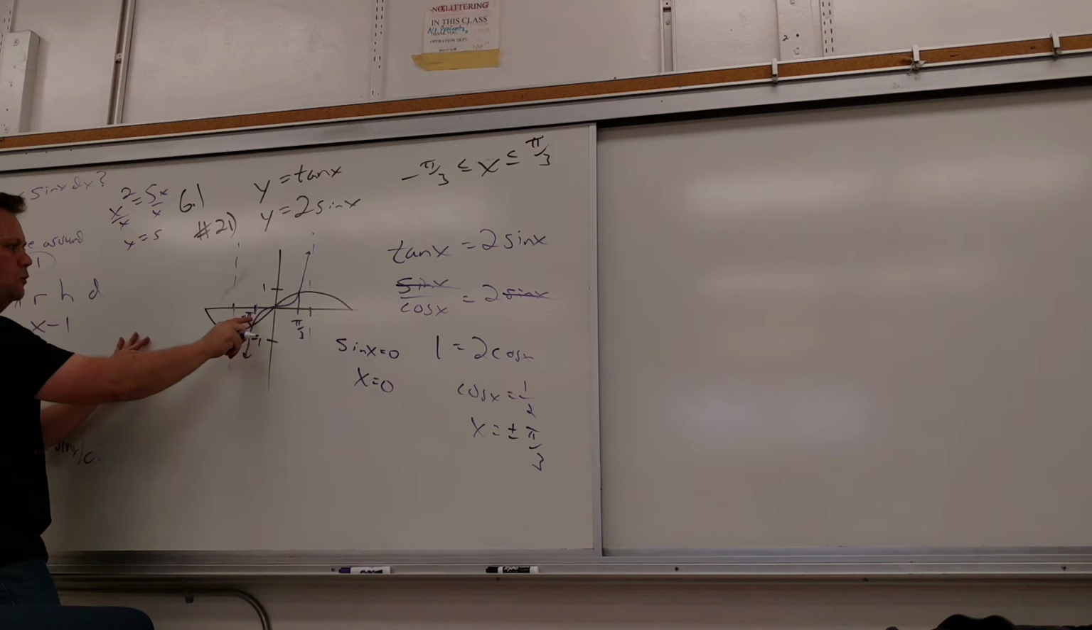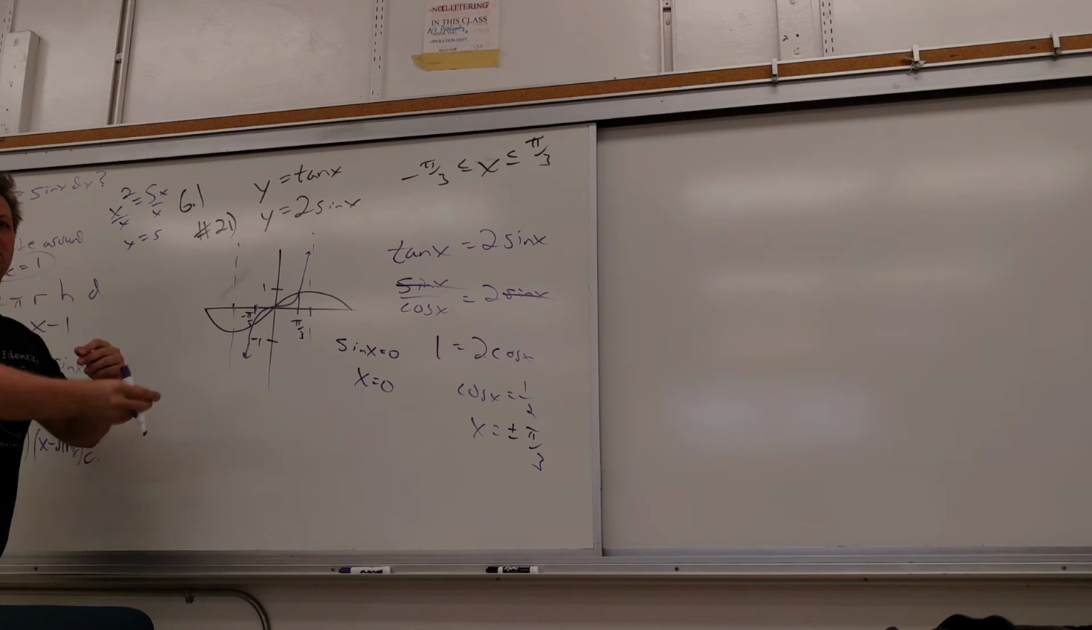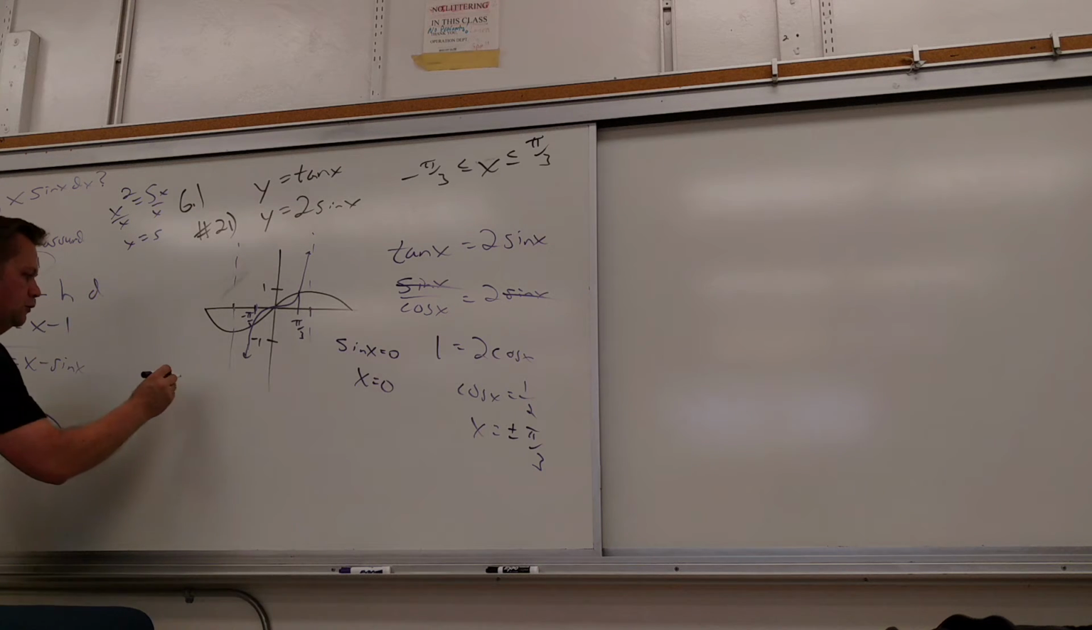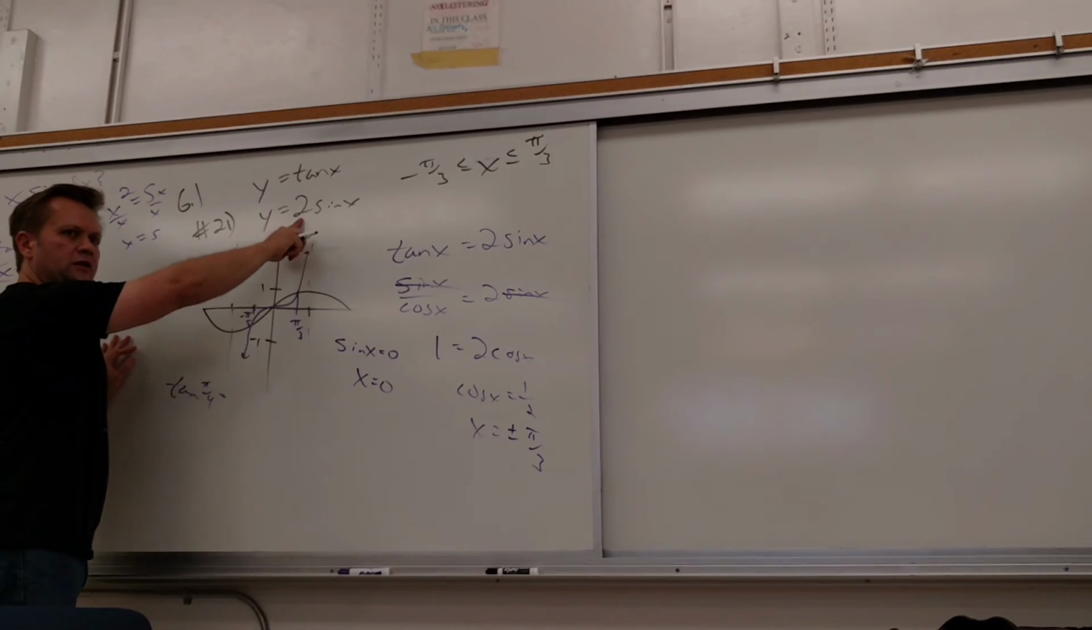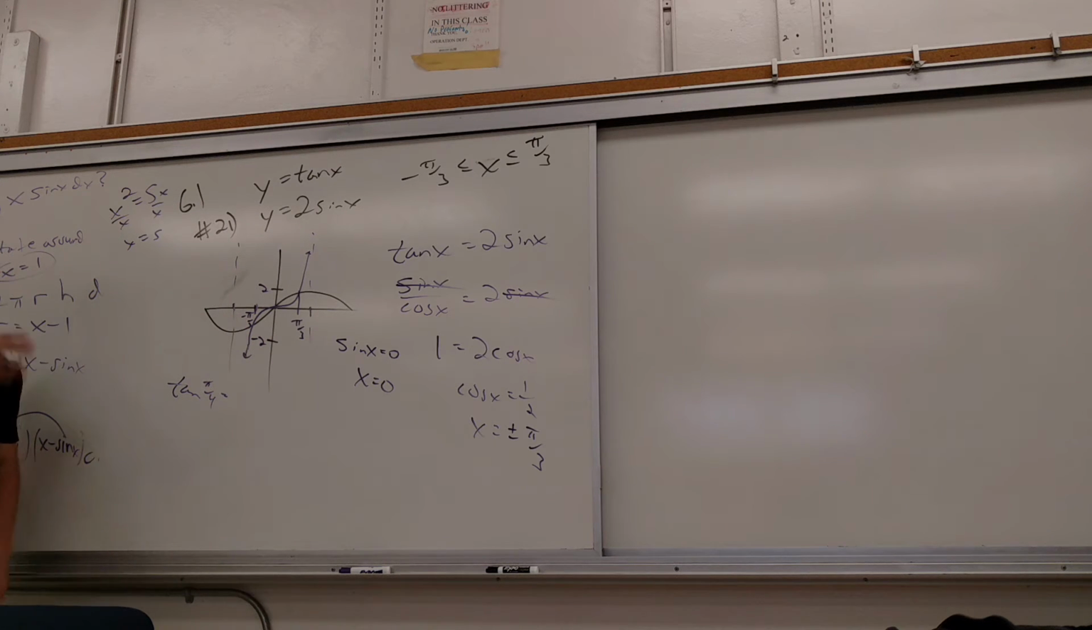So here, what's below pi over 3? What's smaller than pi over 3? Pi over 4. So what's tangent of pi over 4? 1. Oh, and of course I forgot the 2, didn't I? Sure did. See, that's why I shouldn't trust my picture.